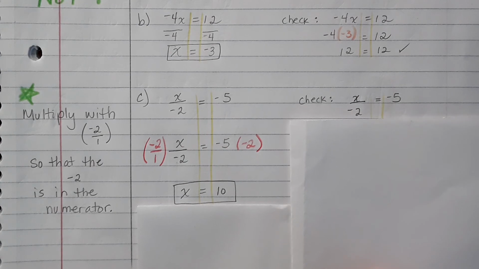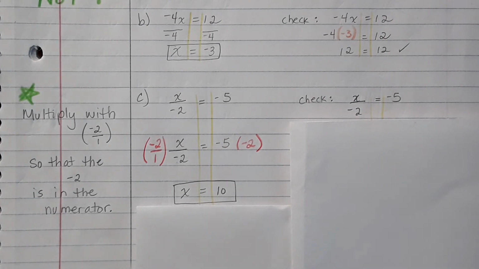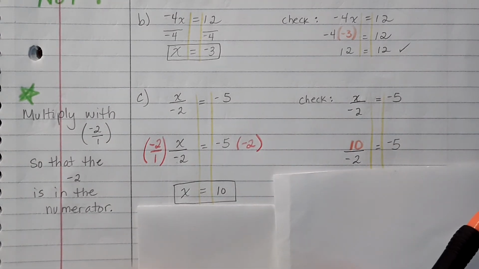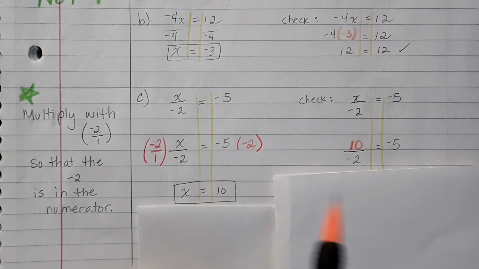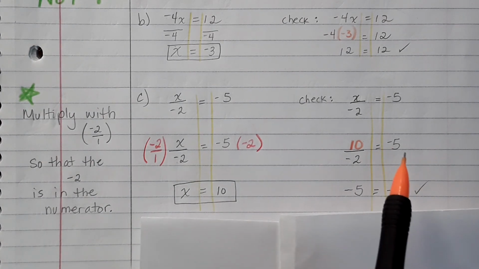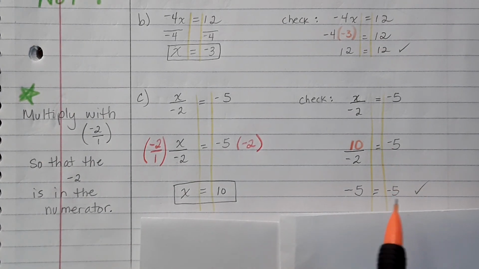So let's check again. Remember always the original equation. Substitute x equals 10. 10 divided by negative 2 equals negative 5. And remember, when we multiply or divide with different signs, it's a negative. And on the right, work down, there's no operation. And negative 5 equals negative 5, that checks out. Our solution is x equals 10.